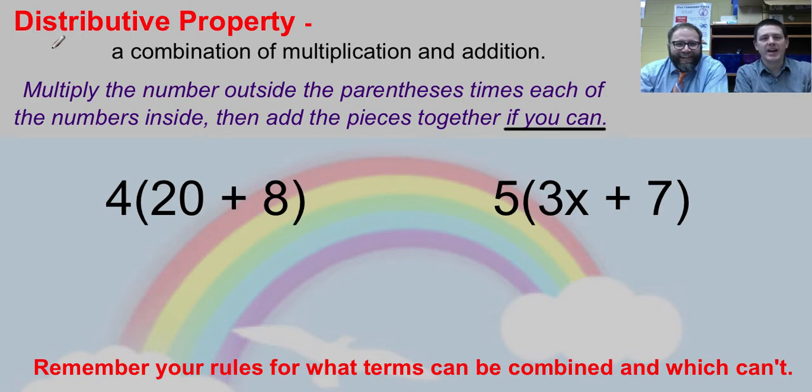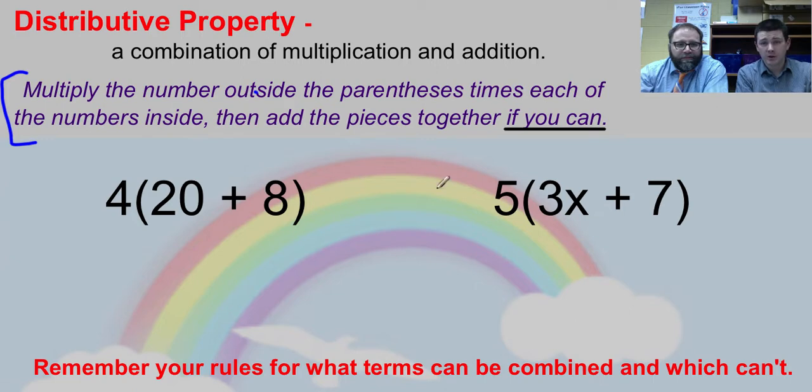First thing we need to get down is some basic definitions. The distributive property is a combination of both multiplication and addition. The way we use it is right here. We're going to multiply the number on the outside of the parentheses times each of the numbers on the inside, and then we're going to add the pieces together if we can, and we're going to talk about that part when we get there. So jot down these two examples, and we want you to follow along and write them out with us.